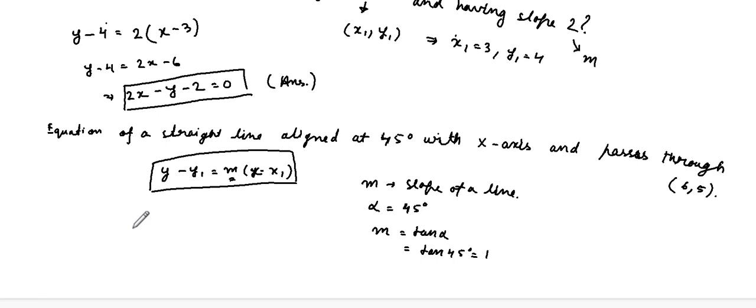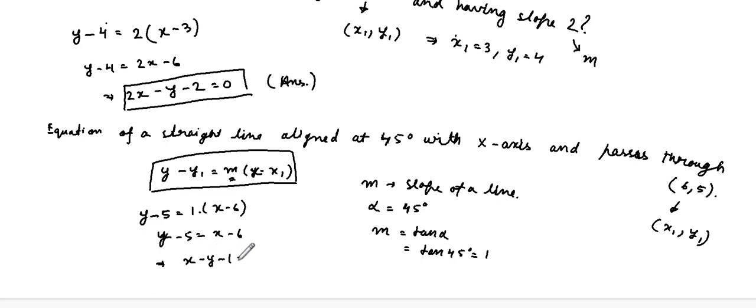which gives tan 45 degrees as 1. So substituting these values, here we have our x1, y1. Substituting these things, we get y minus 5 is equal to 1 multiplied with x minus 6. So it turns out to be y minus 5 is equal to x minus 6, which implies that x minus y minus 1 is equal to 0. So this is the final answer of this question.